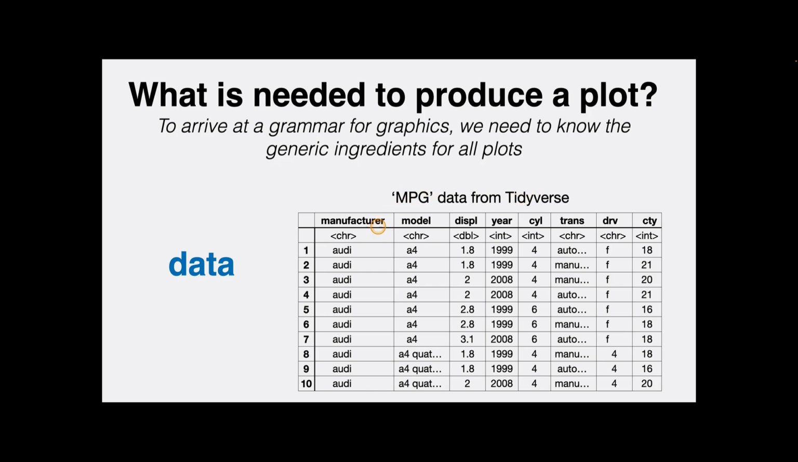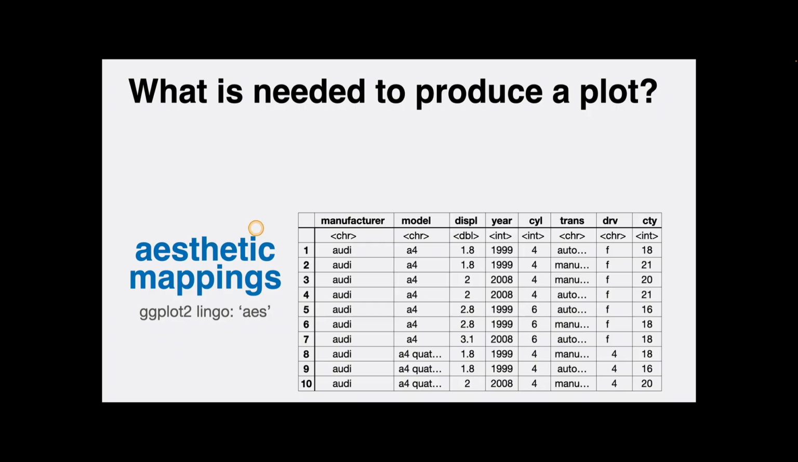This is miles per gallon. It's data for different manufacturers and models of cars and their mileage both in the city and on the highway. So if we have this data, then we can begin at least the first part of our ggplot exercise.